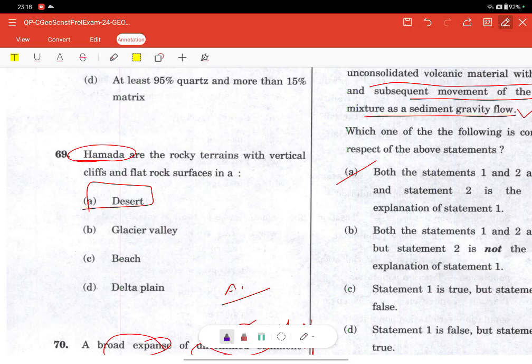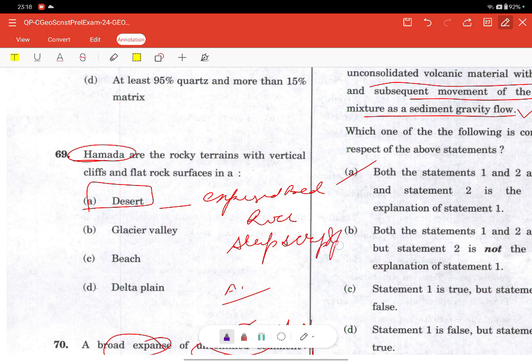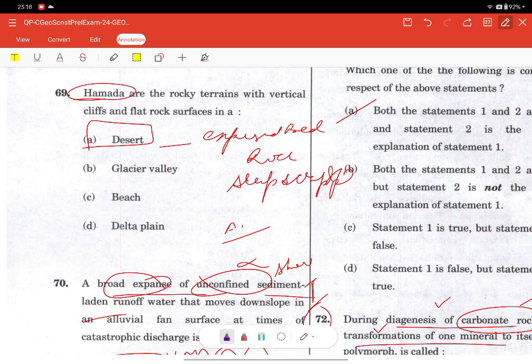It is characterized by the exposed bedrock, rock pavements, steep scarps, and plateaus. Hamada forms by intense mechanical weathering. Wind deflation removes the fine material and leaves behind the bare rock surfaces and resistant bedrock. So bare rock is the dominant material in the Hamada. In reg, it's gravel, and in erg, it's sand.